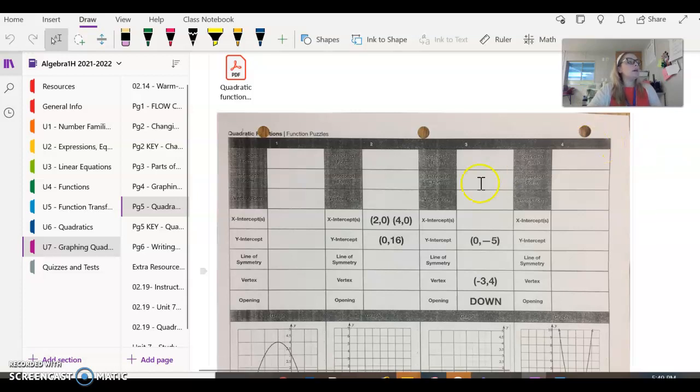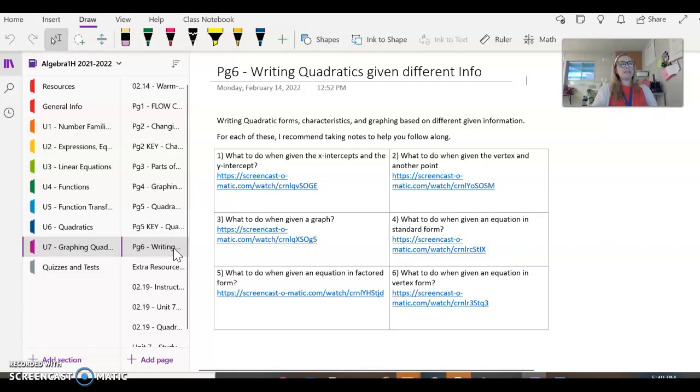What I want to point out is that if you go to page 6 in the content library, there are two places where you can find short, sweet, to the point videos. If you get stuck on a certain skill, you can look specifically for that. Page 6 is writing quadratics given different pieces of information, and that's really what these quadratic puzzles are. I've given you pieces of information and it's up to you to write it in standard form, factored form, and vertex form. It's a puzzle: if I know this, here's this.